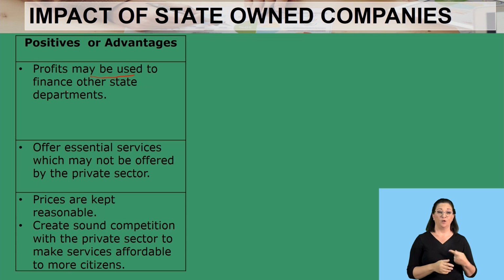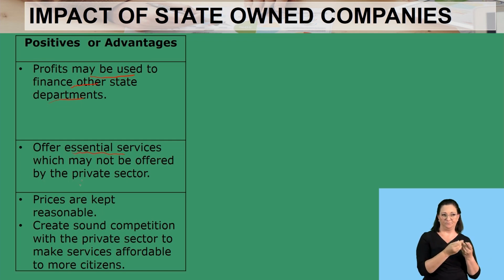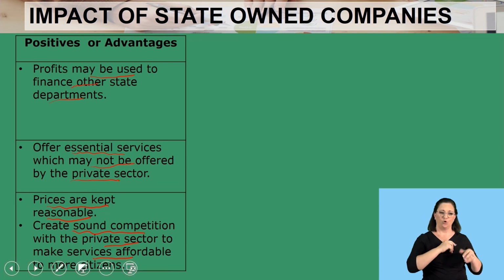Profits may be used to offer finance to other state departments, and it also offers essential services which may not be offered by the private sector, like the water, like the electricity that is being provided by Eskom. And then prices are kept reasonable, and it creates a sound competition with the private sector to make services affordable for more of the citizens.